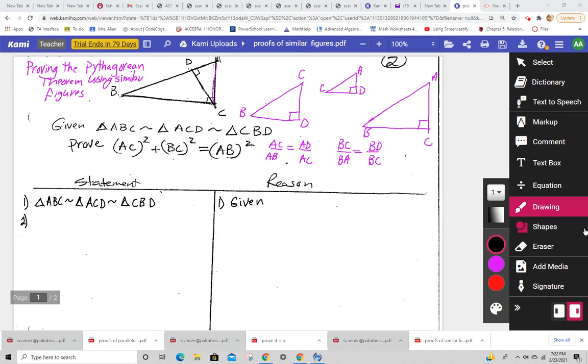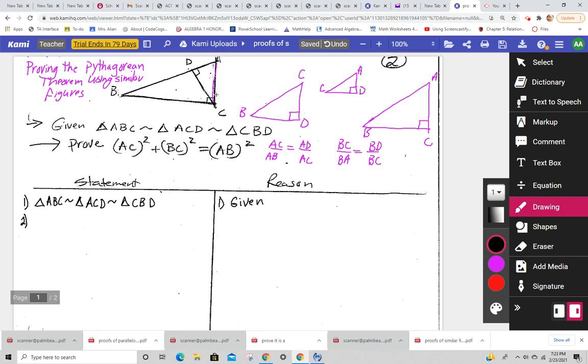Hi everyone. This is a proof of the Pythagorean theorem using similar figures. I took this diagram, which consists of three similar figures, and I separated them. We are given that all these three triangles are similar to each other, and we have that here in this similarity statement. We are being asked to prove the Pythagorean theorem, basically.